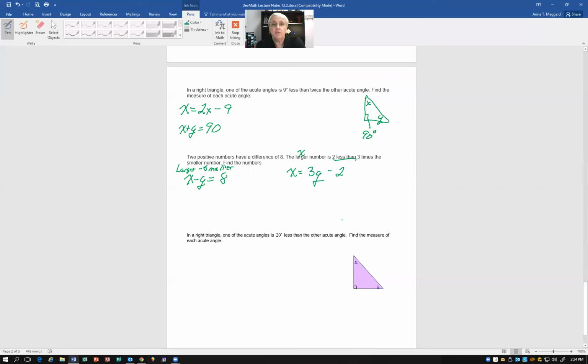I know the challenging part here is the writing of the equations. Once you've gotten them written, the solving is not too hard. In a right triangle, these two angles are going to add up to how much, right? One of the acute angles is 20 less than the other. Because they're the two acute angles of a right triangle, we know they're going to add up to 90.